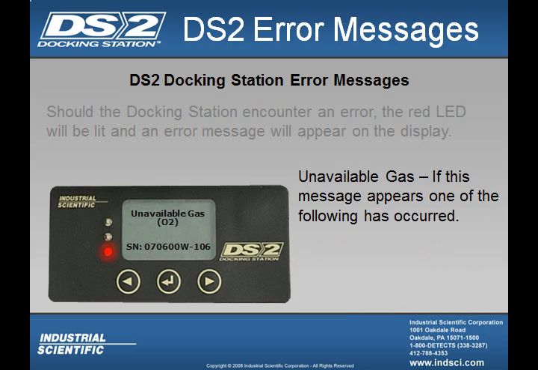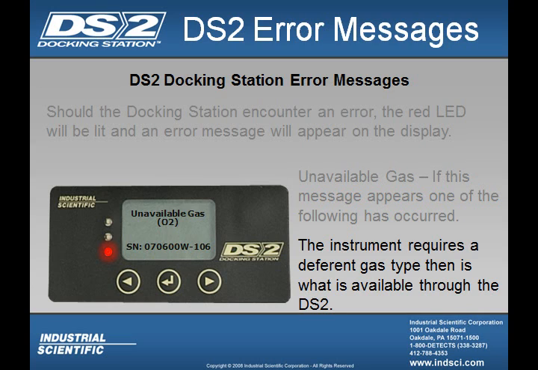Another error message that may appear on the display of your DS2 would be unavailable gas. If this message appears, one of the following has occurred. The instrument requires a different gas type than what is available through the DS2. For example, if I have an instrument with an SO2 sensor and it makes contact with a docking station and SO2 is not set up on that docking station, it won't even attempt to do a calibration or a bump test. Rather, unavailable gas will appear.